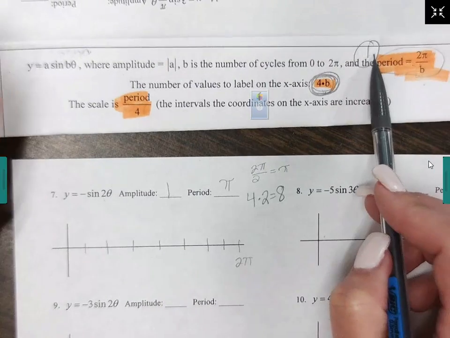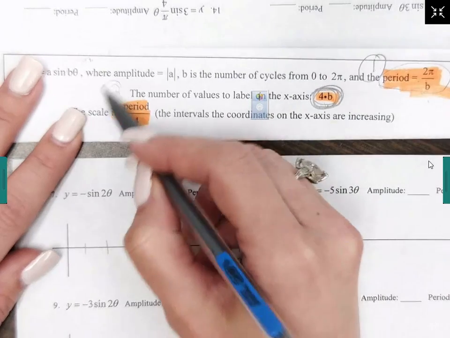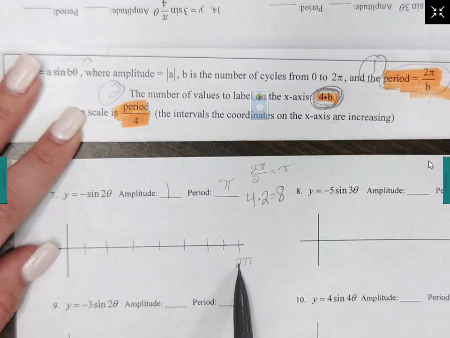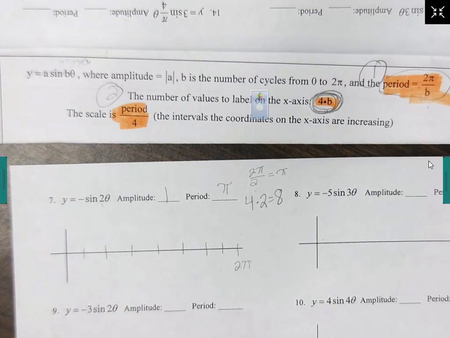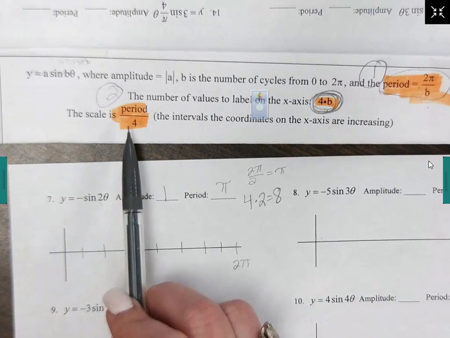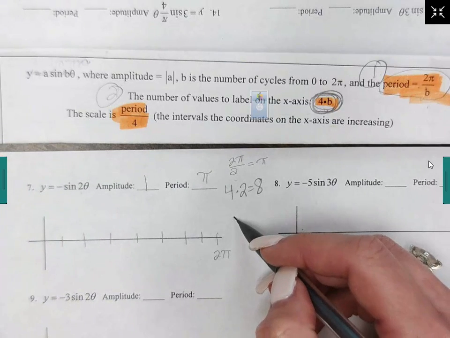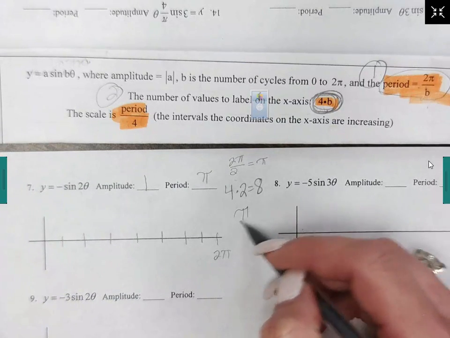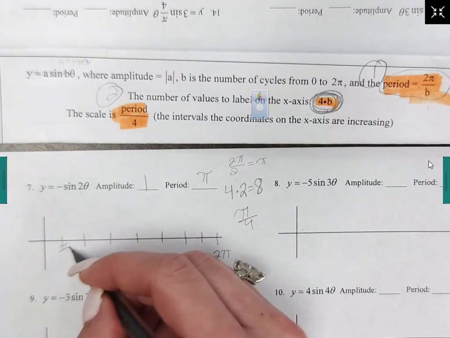So we did the first thing, which was to find the period. The second thing, from 0 to 2 pi, we found out how many equal sections we're going to have. And then we need to identify our scale. How much are we increasing by? What is the answer there? Pi over 4? How'd you get pi over 4? You took your period, which is pi, and then you divided it by 4, and that gives you pi over 4 here.